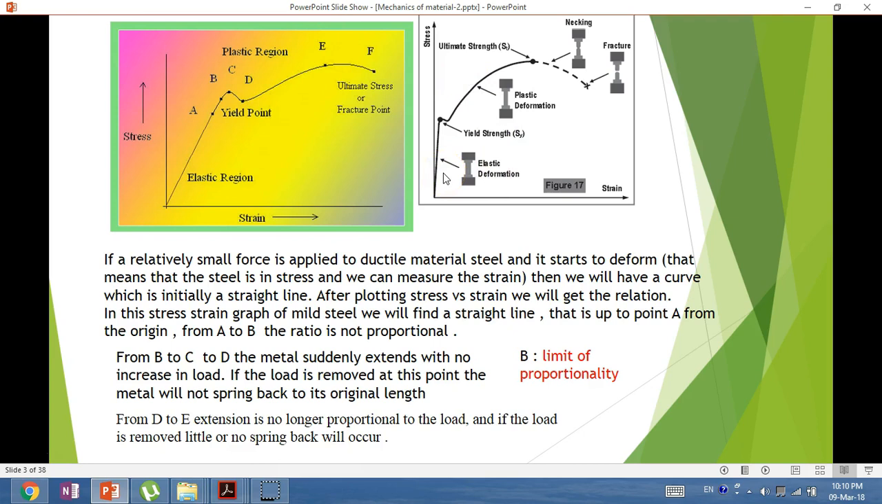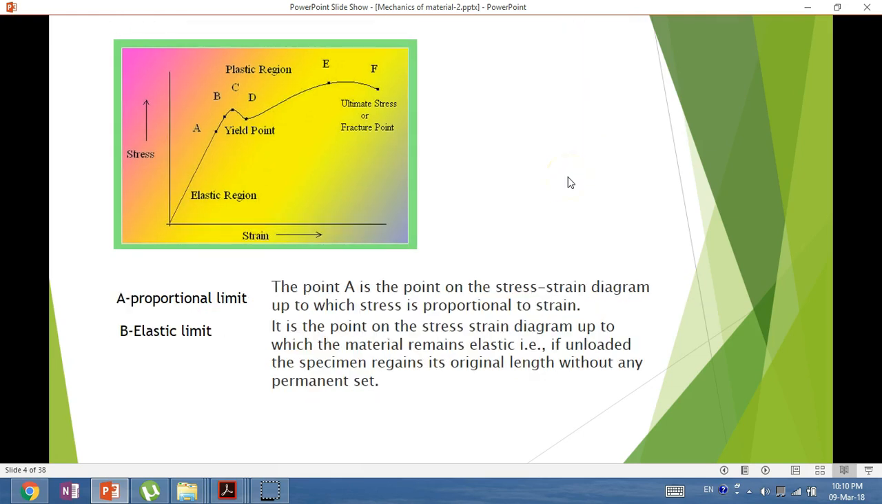They are dividing the relationship into regions. First region is elastic deformation. Second is plastic deformation. And third, necking, ending with fracture. We start to discuss the definitions. Point A is a proportional limit. The point A is the point on the stress-strain diagram up to which the stress is proportional to strain.